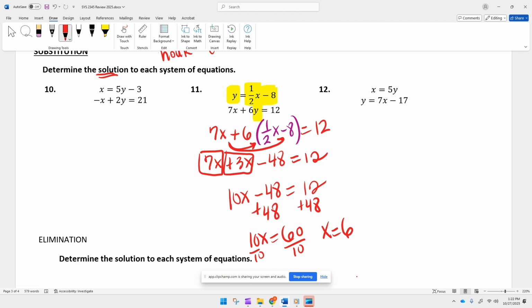Now, we're not done yet. We got to find the y.